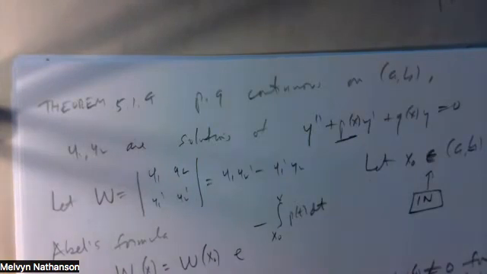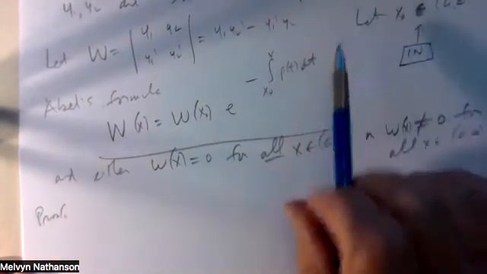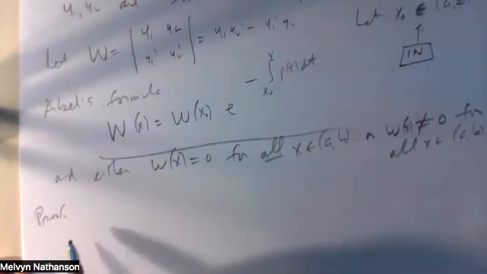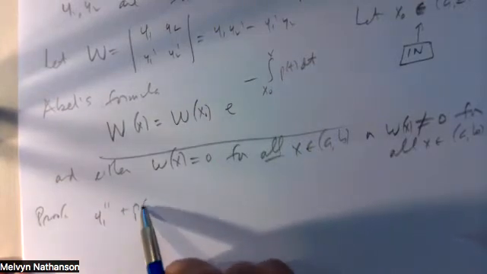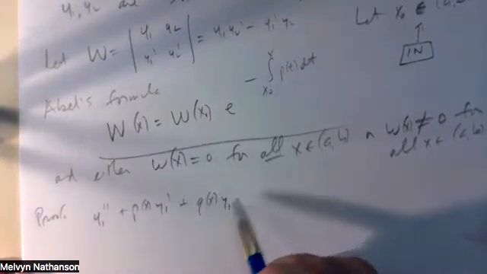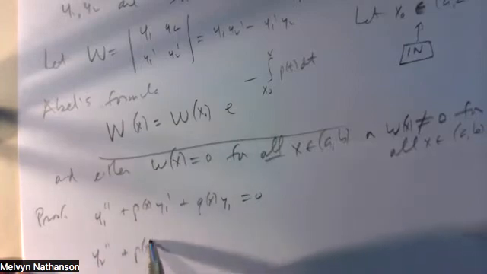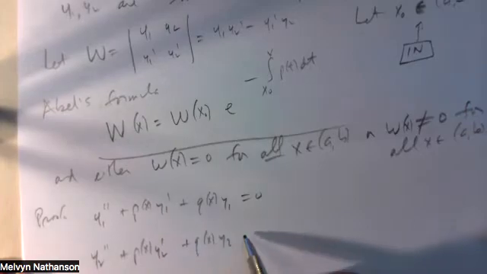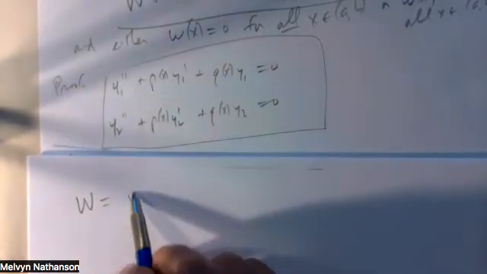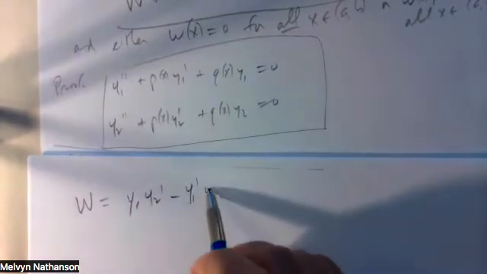What can we say? So this is the proof. y1 and y2 are solutions of this differential equation. So we know that y1 double prime plus p of x y1 prime plus q of x y1 is 0, and y2 double prime plus p of x y2 prime plus q of x y2 is also equal to 0. So we have these two facts. And the Wronskian is the function y1 y2 prime minus y1 prime y2.